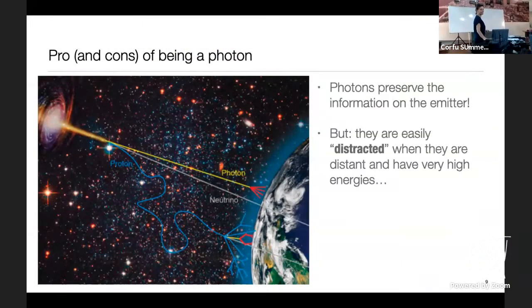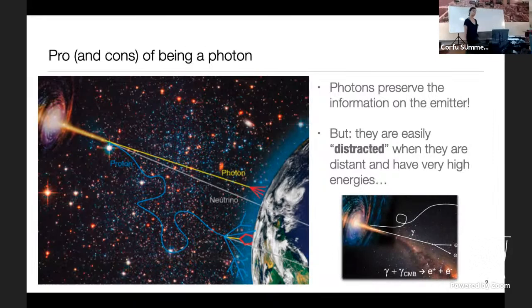Being a photon is nice. You are light, you can travel, you can point to the emitter, but you have a small big problem. You interact. You are not like a neutrino that has difficulties to interact with matter. As a photon, you can be distracted in your travel and absorbed in your travel. This we will see together in the next lecture.